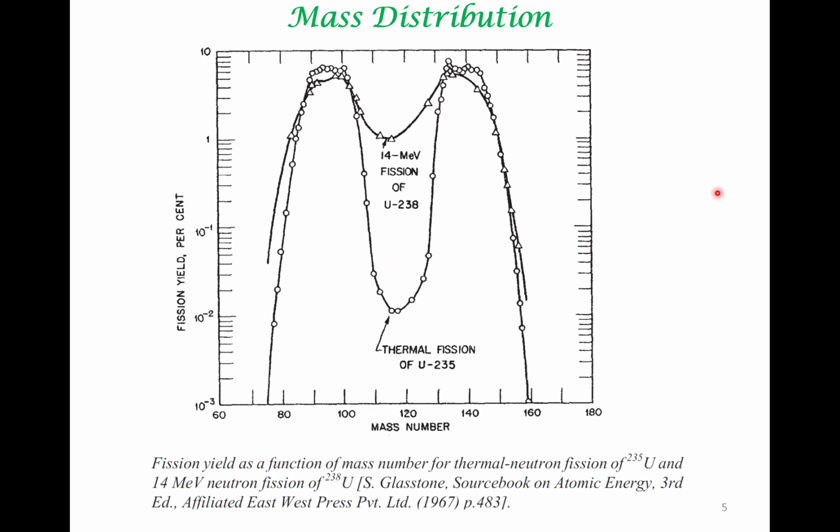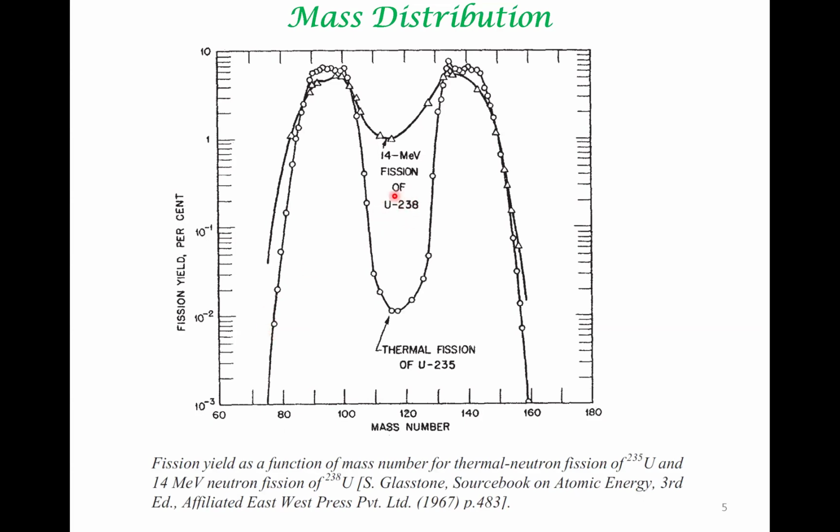So a range of products is typically generated. When you have, let's say, U-235, that is the more fissile isotope of uranium, even with thermal neutrons you have nuclear fission, and this is a distinct feature. Okay, this is a very characteristic feature. This shape is very characteristic of thermal neutron induced fission.